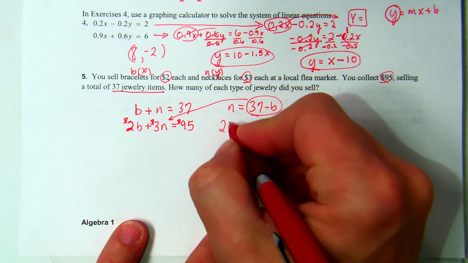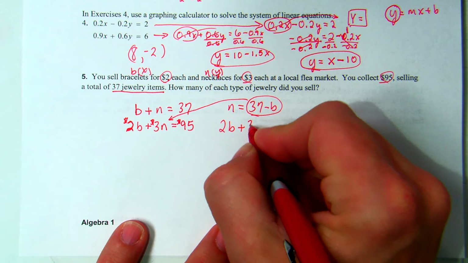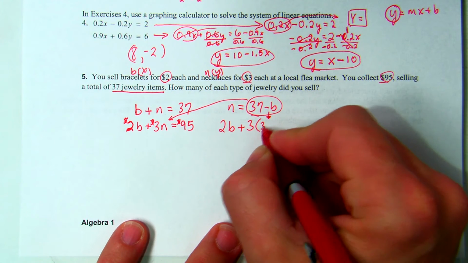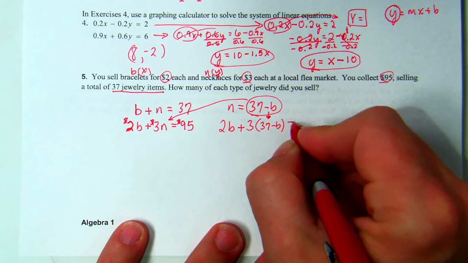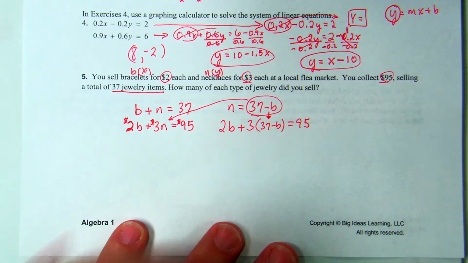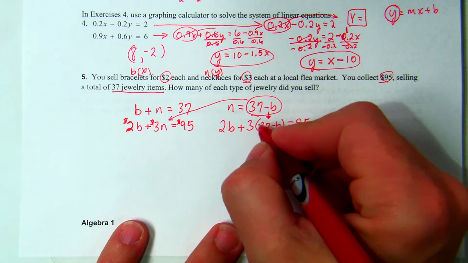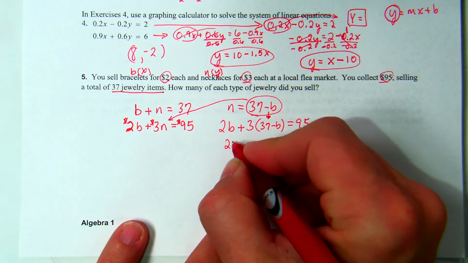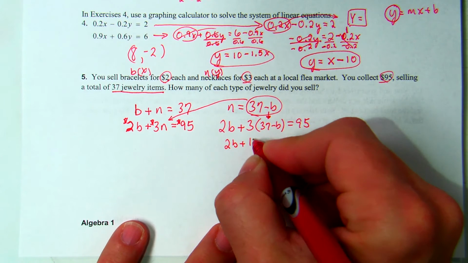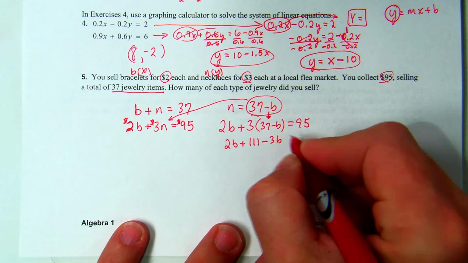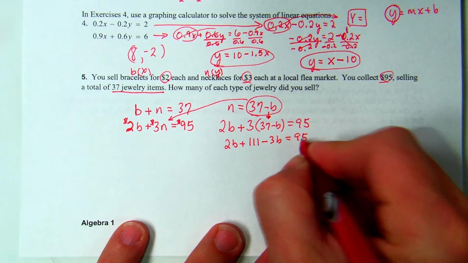So let's do that. We're going to have 2 times b plus 3 times n. Well, n's going to be 37 minus b. And that's going to equal $95. Then when I do my algebra to solve for b, I'm going to have to distribute the 3. So I'm going to have 2b plus 111 when I multiply 3 times 37, minus 3b. It's going to equal 95.